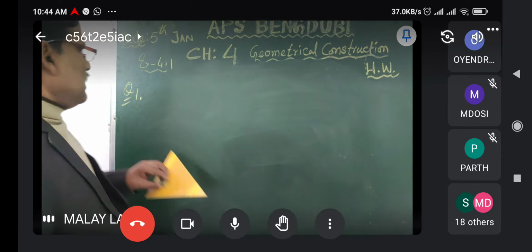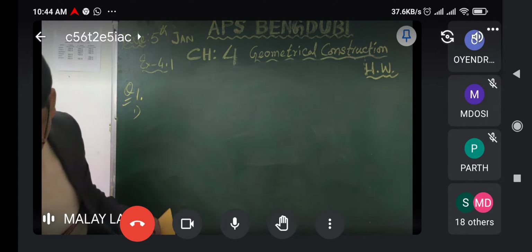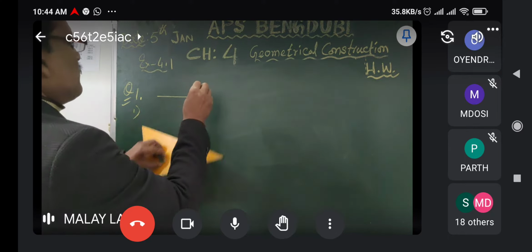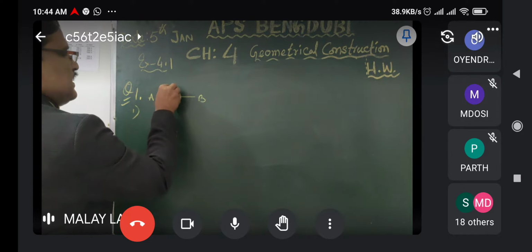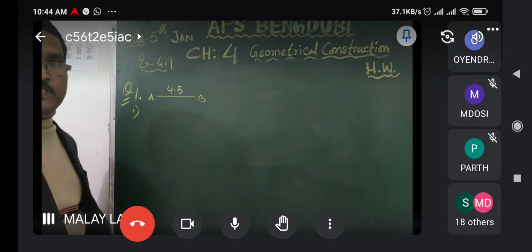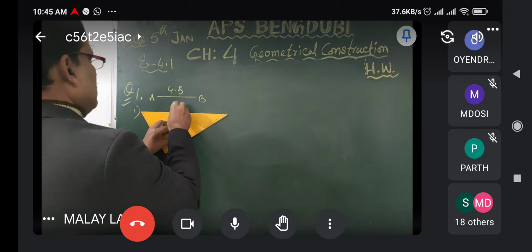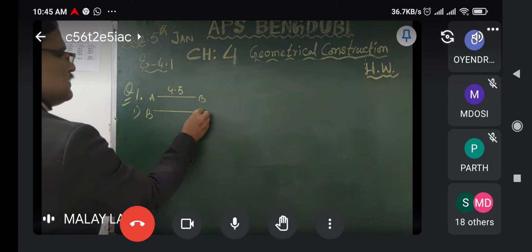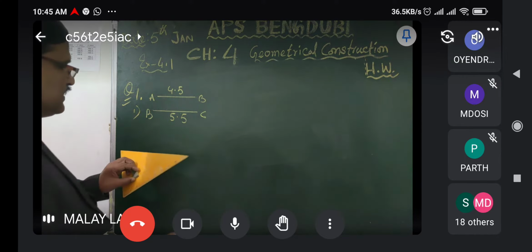Understood my point? So now what are the measurements given? Part 1. So AB is how much? 4.5. So I am drawing a line segment 4.5, AB. I am drawing a little more, but in exam you will draw exact measurement with the help of a ruler. Then BC is 5.5. Draw it.